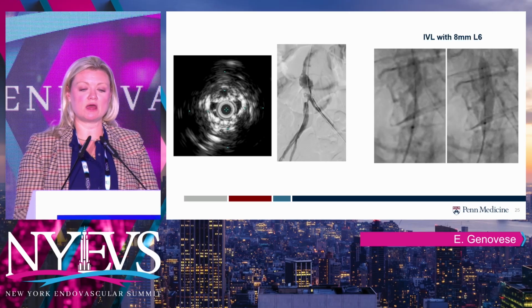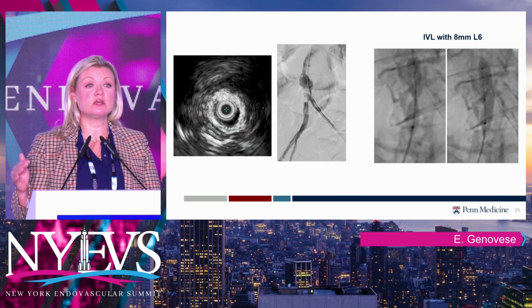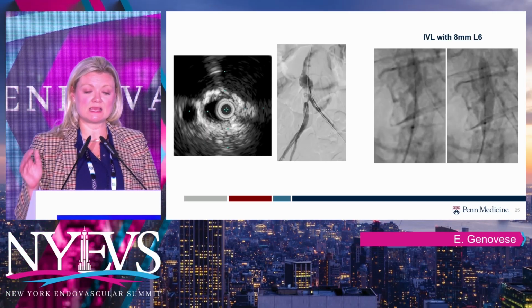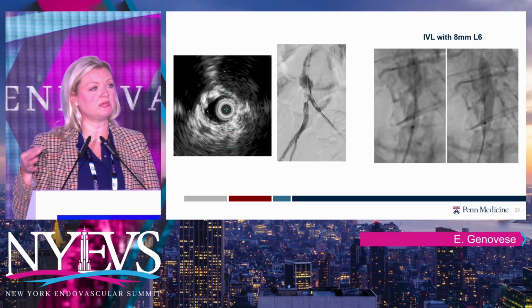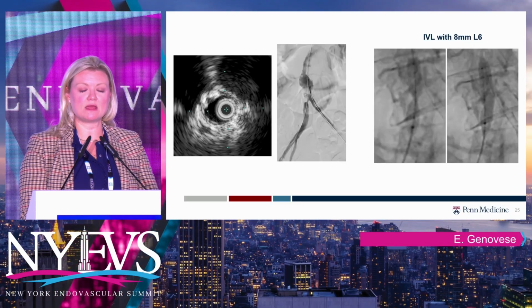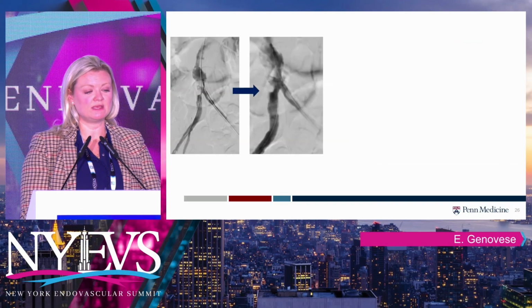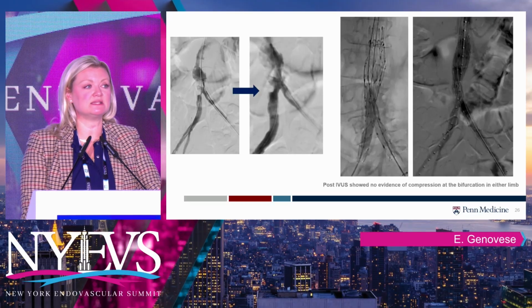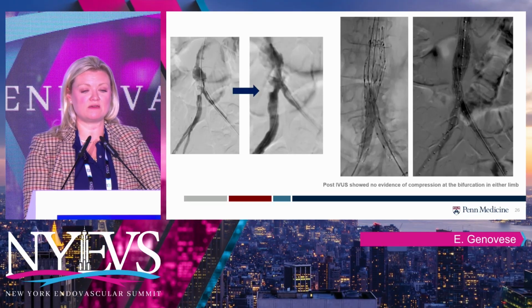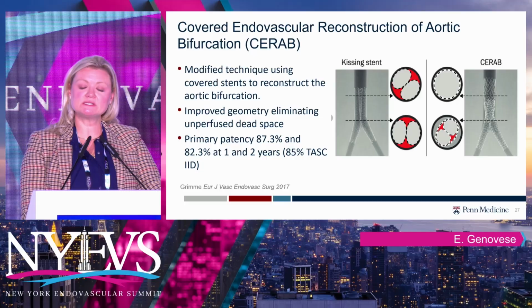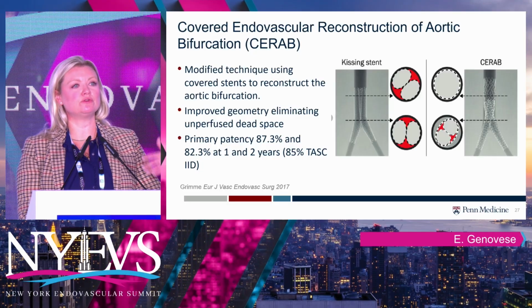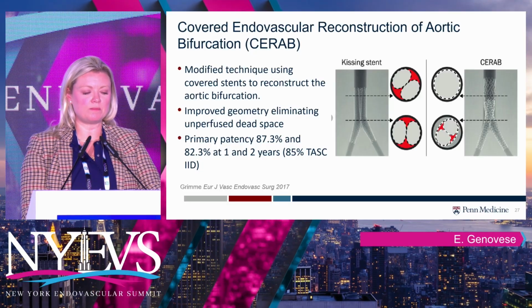So we can start here on the right, where I start once I've crossed with an L6 8 mm device, and you can see the very big dog-boning at that origin, and then that relieves as we start to balloon it, giving us a nice lumen and allowing us to have a nice stent apposition of our AFX at that point. CERAB is another option if we start to extend 2 to 3 to 4 centimeters above the bifurcation.